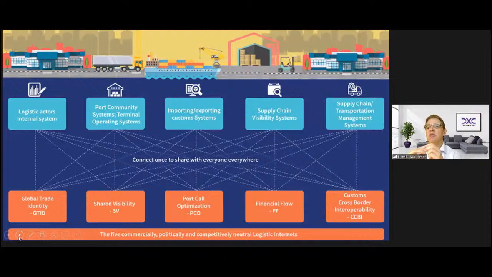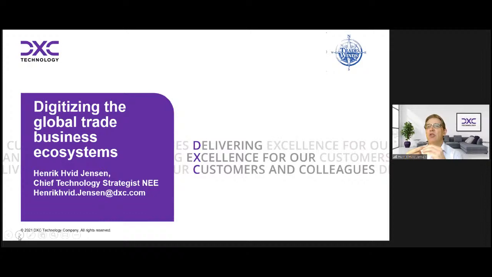So just to sum up, realizing such five logistic internets is going to increase the global trade transport market. It's going to reduce administrative costs for shippers and customs, and going to increase the wealth, especially in developing countries. Thank you, Cecilia.